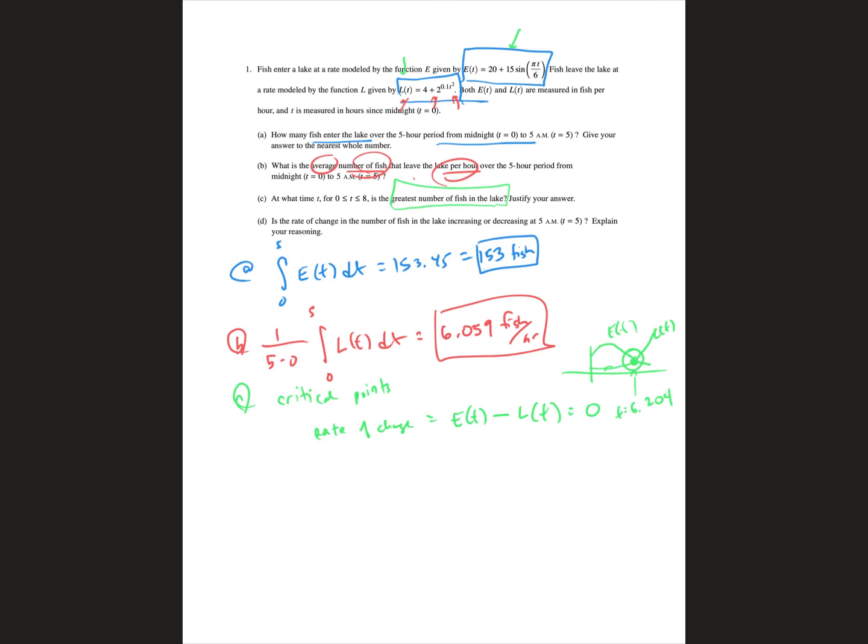So now, let's look at part D. Part D says, is the rate of change in the number of fish in the lake increasing or decreasing? So be careful how you read this. It says, is the rate of change increasing or decreasing? Not the number of fish, but the rate of change itself. If I plugged in a number here, that would tell me whether this rate of change is positive or negative. But that tells me if the actual population's increasing or decreasing. If I want to know if this rate of change is increasing or decreasing, I need to find its derivative.